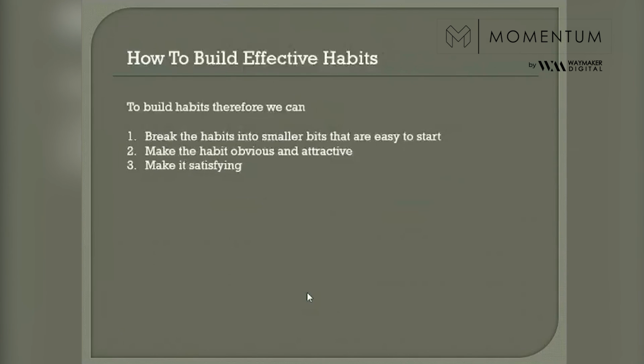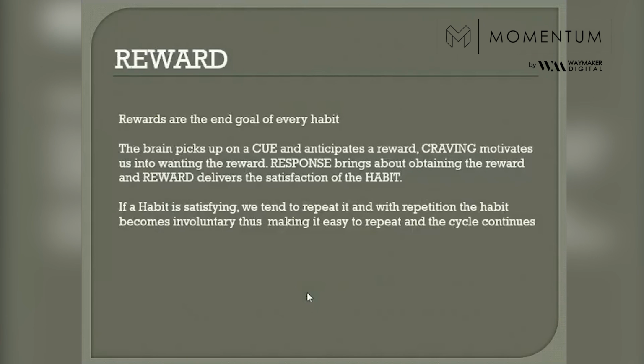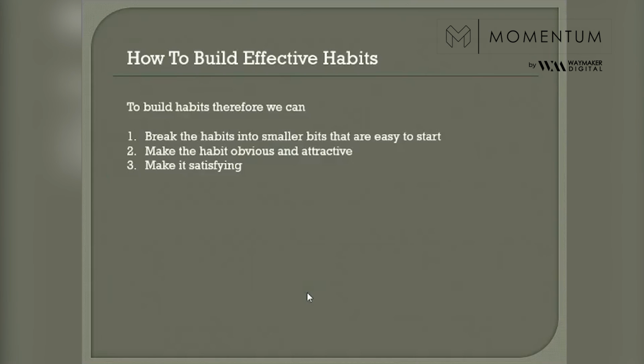And if this process is easy to repeat, we will find ourselves doing it the same way over and over again. That's why bad habits tend to grow on us, because they're easy to do and deliver satisfying rewards instantly. So if you want to build effective habits, break down those good habits that you want into smaller chunks and begin to take on those habits bit by bit. Make it obvious, make it attractive, and make it satisfying.